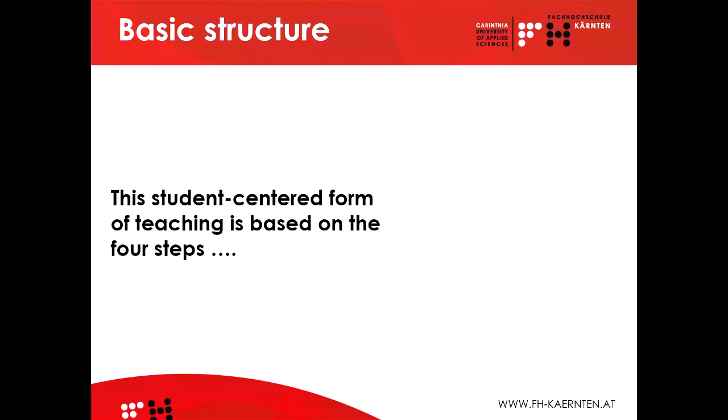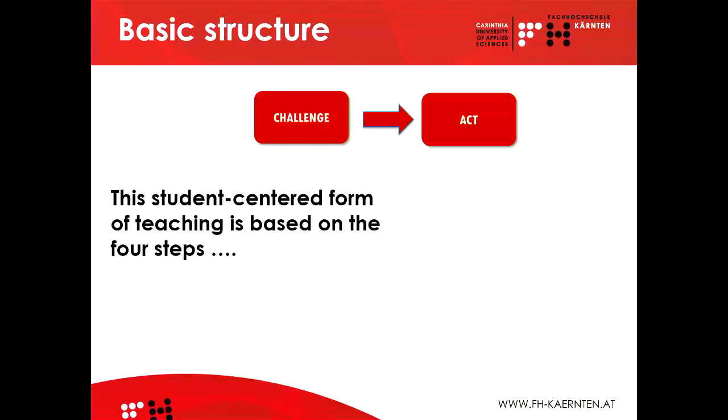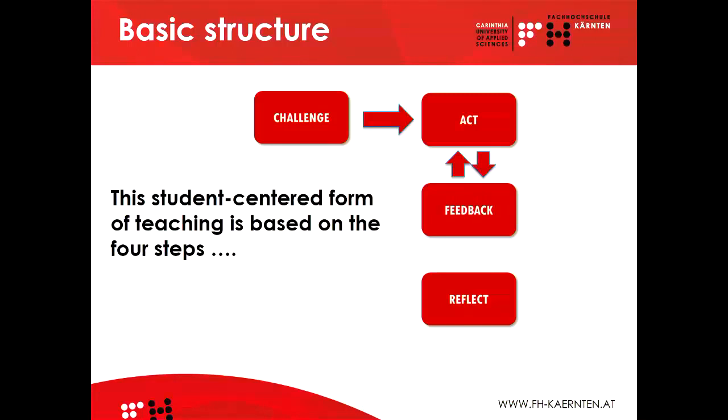So let's start with the basic concept. This student-centered form of teaching is based on 4 elements. The first is, as the name says, a challenge. It should be quite a big challenge for the students. At the end, it's a challenge for the teachers as well. As a reaction to this challenge, the students have to act. After this, we have feedback, which is very important, and which refers to that act. And at the end, there should be a reflection, on what the students did and on the feedback they got from the teachers.